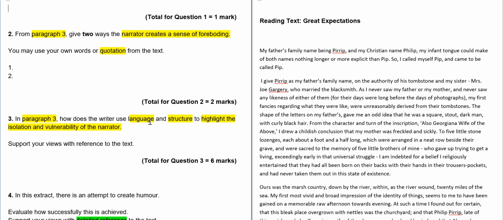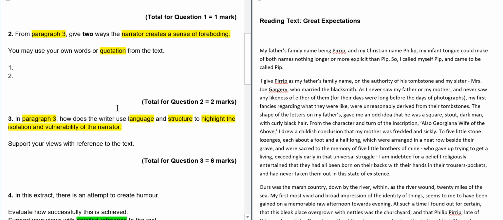Now, the method I'd suggest is that you try to find 3 separate points, and within that covering language and structure. Most people find language a little bit easier, so it could be 2 language points and a structure point, but if not, 2 structure points and a language point. And for each of those points, there has to be the explanation as to how those things are working and how they link to the question focus.